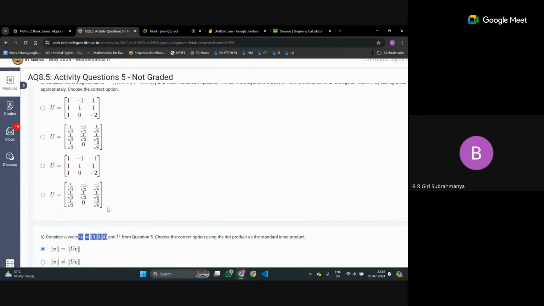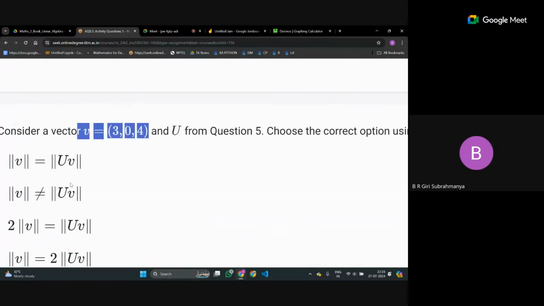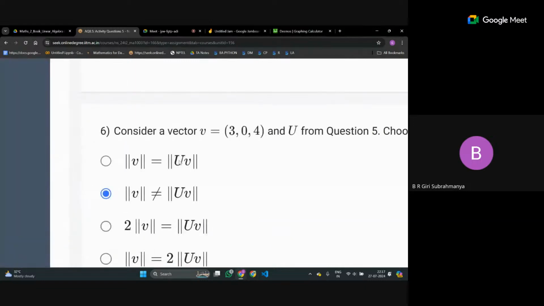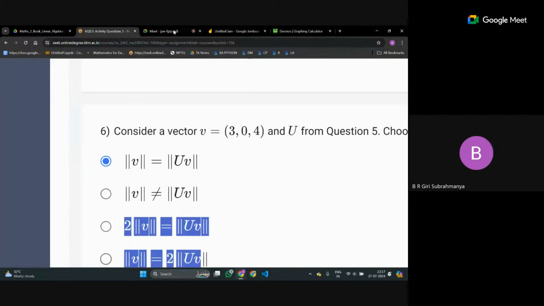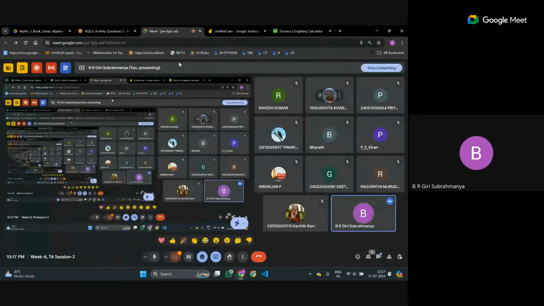You multiply these two, you'll get a vector. That is going to be UV. You find the length of that vector and see whether these two are equal, or whether these equations are satisfied. You have to just check. You have to multiply, find their length, and then check. This is also not so difficult, right?